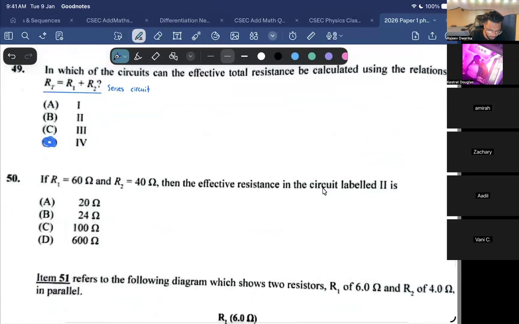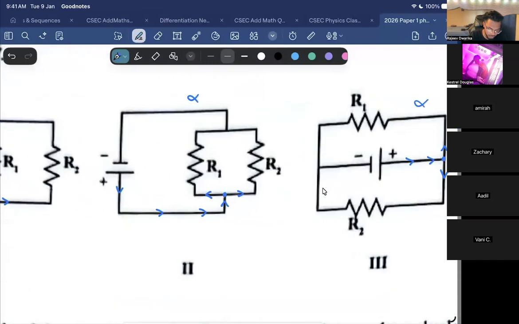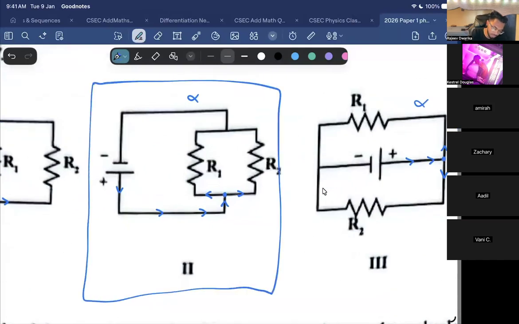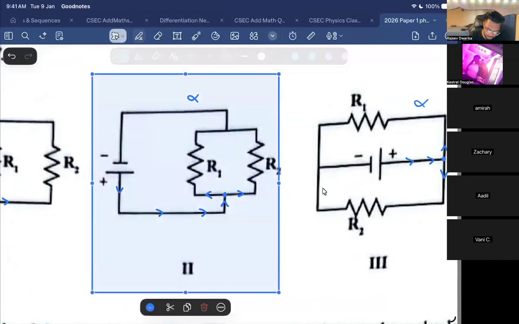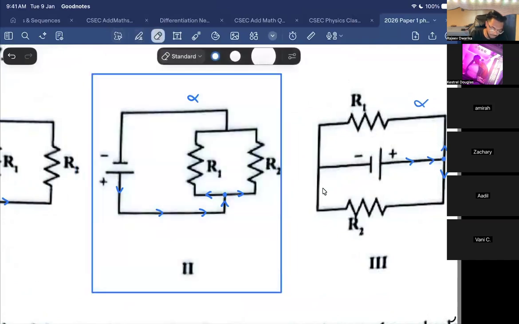Item 50. If R1 is equal to 60 ohms and R2 is equal to 40 ohms, then the effective resistance in the circuit labeled 2 is... So circuit 2. What kind of circuit is 2? Parallel. Right, let me show you how to handle parallel circuits now.